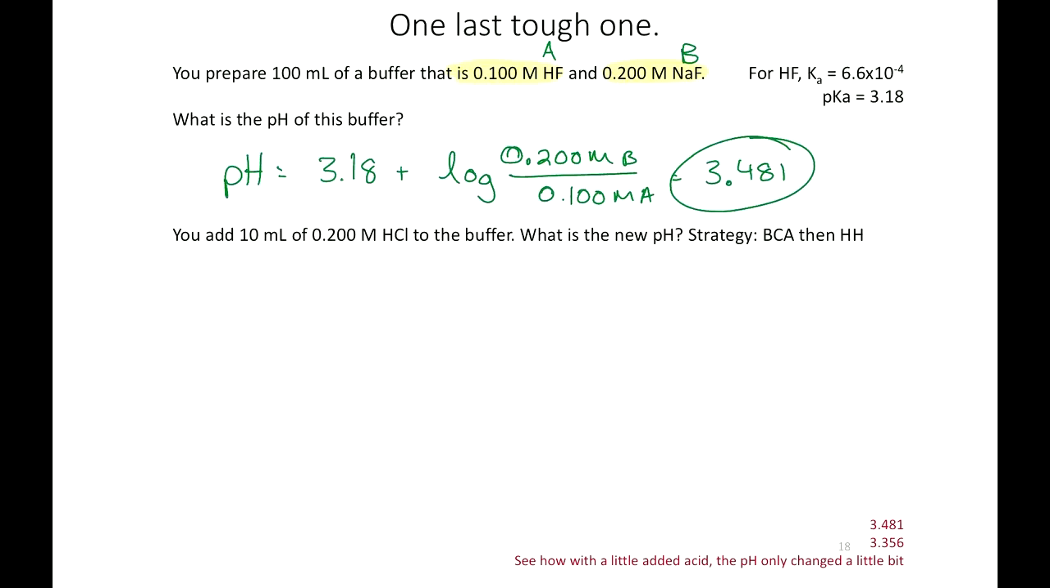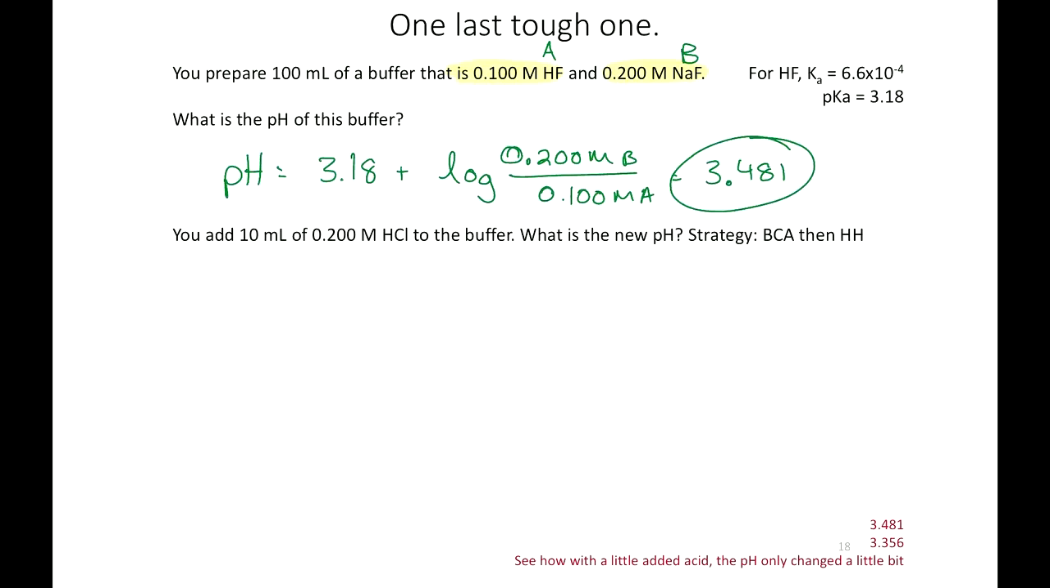But remember, when we do ICE tables, we keep things in molarity. That's fine. But when we do BCA tables, what does the unit need to be? It has to be in moles, all right? So we need to figure out how many moles of everything we have in order to figure out what the new base to acid ratio is.